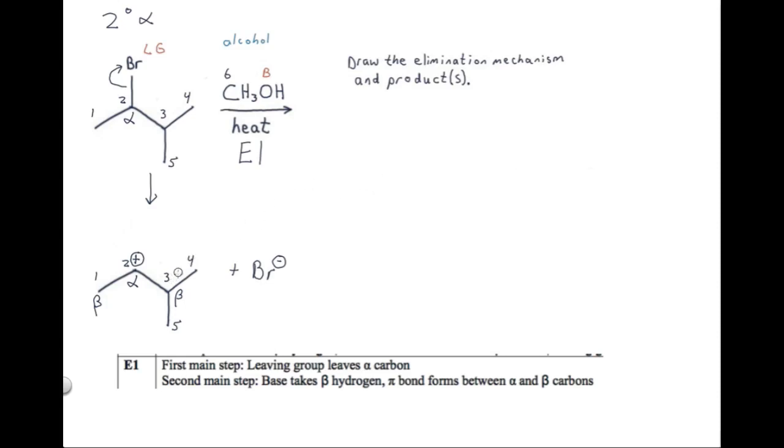I'm going to start by using carbon 3 as the beta carbon. So in this picture, I'll erase this beta label to show that right now I'm focusing on the carbon 3 beta carbon. We need to draw in its hidden hydrogen.